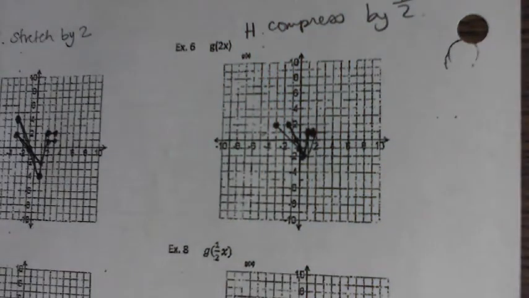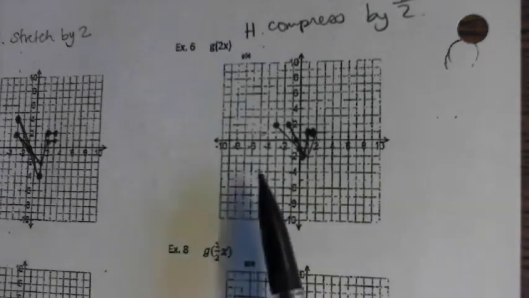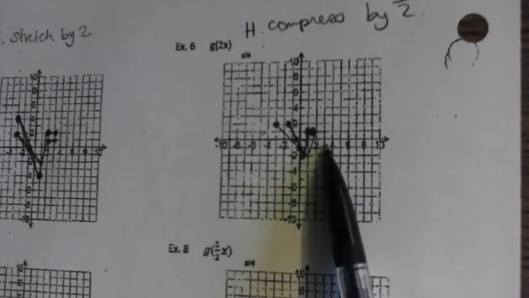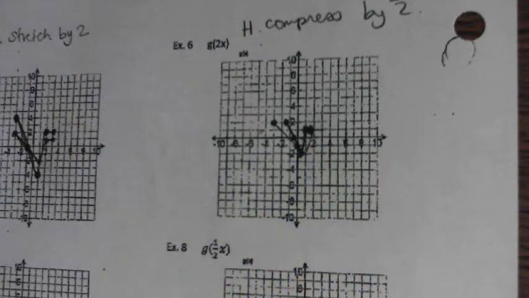So the domain shrunk a little bit, right? It was from -3 to 3. Now it's from -1.5 to 1.5. And the range stayed the same. If we didn't stretch or do anything vertically, the range is still what it was. Are we good with that? Okay.